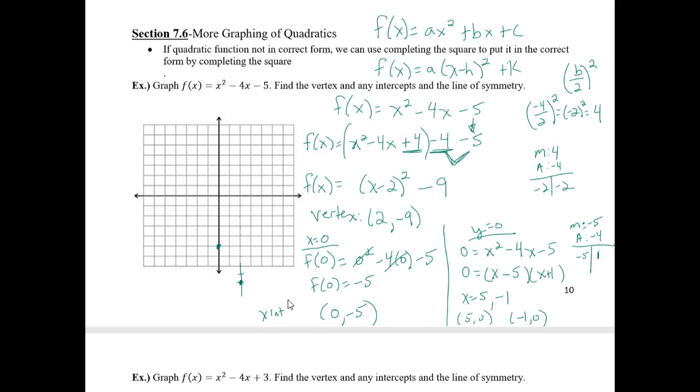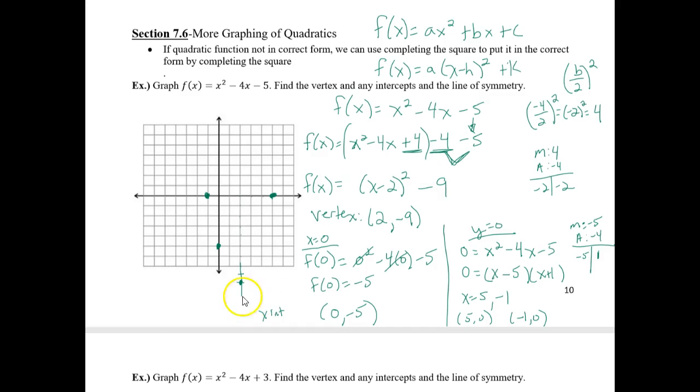And we have the x-intercepts at positive 5 and negative 1. So negative 1, positive 1, 2, 3, 4, 5. Remember, x and y intercepts need to be touching the x and y axis. And there you go. And then I also know that my graph is going to be symmetrical.